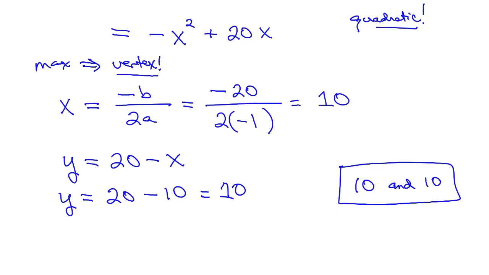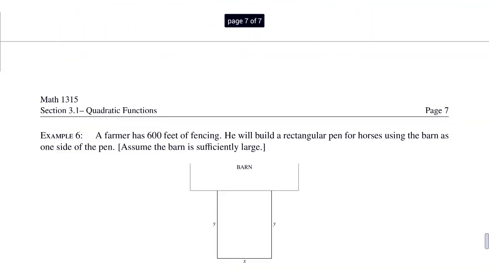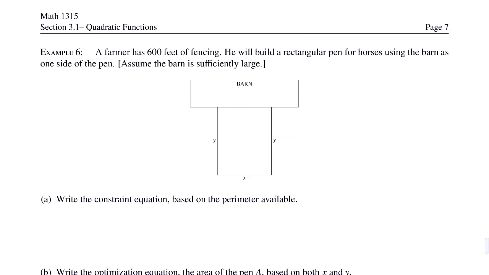Let's look at example 6. A farmer has 600 feet of fencing. He will build a rectangular pen for horses using the barn as one side of the pen. A. What is the constraint equation based on the perimeter available? The constraint equation in an optimization problem is the amount of resources that you have to use. In this case, the farmer only has 600 feet of fencing. So that is a constraint on how large he can build his pen.